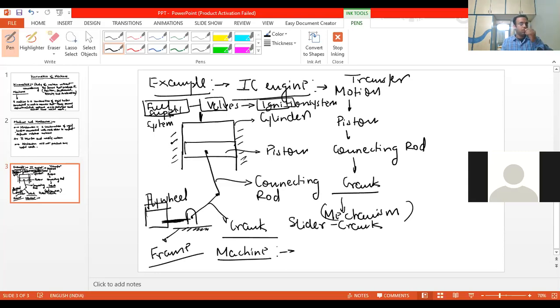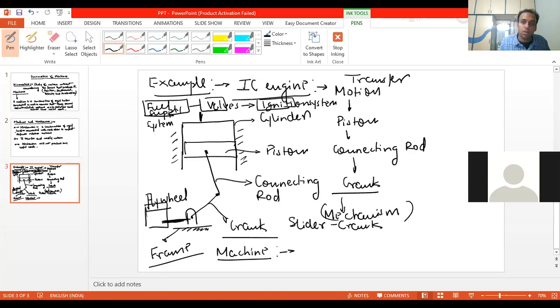Now what is going to happen? When such a situation arises, the valves, the ignition system and the fuel supply system are going to cause the combustion of gases within this cylinder. So some power or energy will be produced inside the cylinder. If you connect this crankshaft to a flywheel, this energy will be stored by the flywheel, and then that energy is delivered to the wheels in order to propel the vehicle.